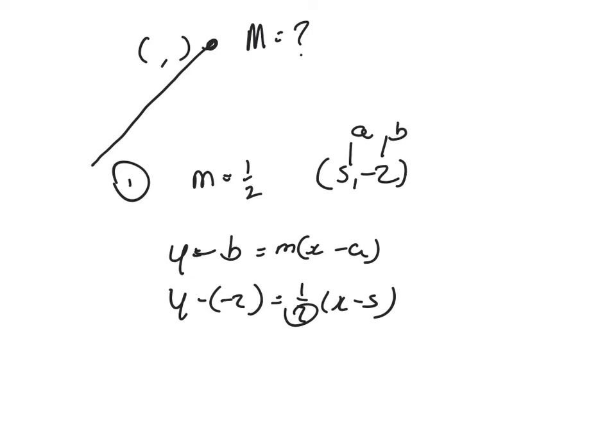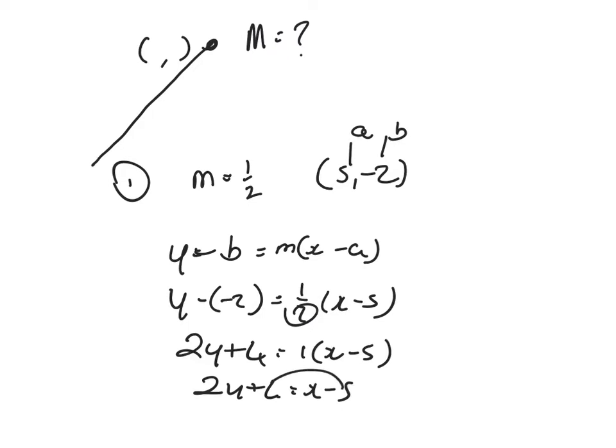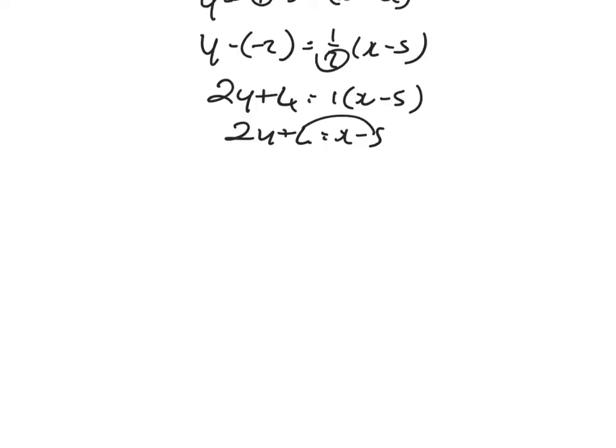That divide by 2 is causing difficulty there, so let's multiply through by that. So y plus 2, multiplied through by 2, will be 2y plus 4 is equal to 1 bracket x minus 5. 2y plus 4 is equal to x minus 5. I'm going to bring that across, and that will be 2y is equal to x minus 9.